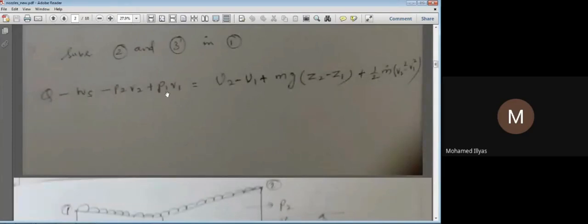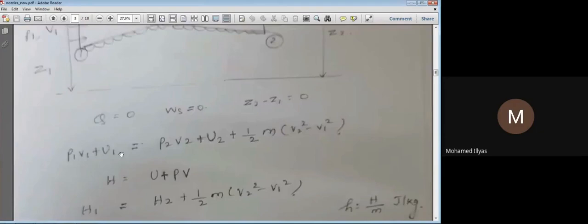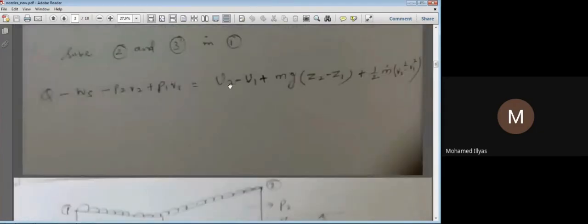I kept p1 v1 here, and then I'll bring this u1 to the left hand side. So p1 v1 plus u1, and p2 v2 I'll bring on the right hand side. The rest of the terms we'll write as it is. So we have the expression p1 v1 plus u1 equal to p2 v2 plus u2 plus half m (v2 square minus v1 square) here.